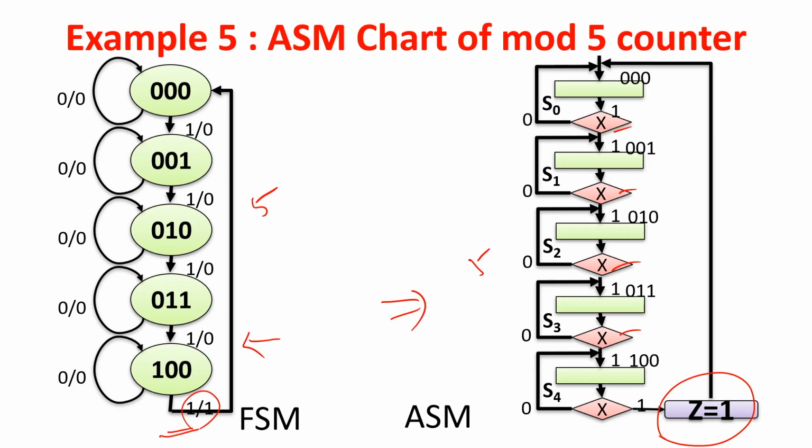The corresponding one is not more Mealy FSM because of this, because every arc is associated with output. So, here we can model the same thing. This is the ASM chart of the mod 5 counter, the left side one is the Mealy FSM of the mod 5 counter, and the right side one is the ASM chart of the mod 5 counter.